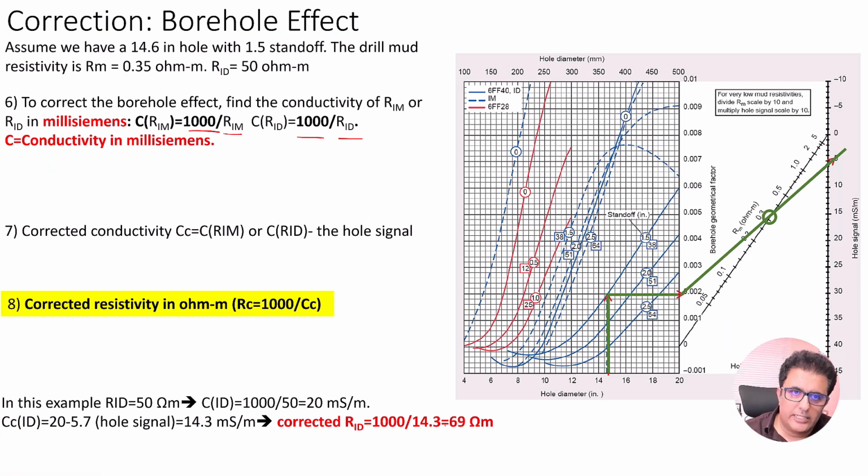So what you see here is that without considering the whole signal, the deep reading was 50, but after considering the effect of the whole signal, we obtained 69 ohm meter. That means the whole signal causes some underestimation of deep reading.